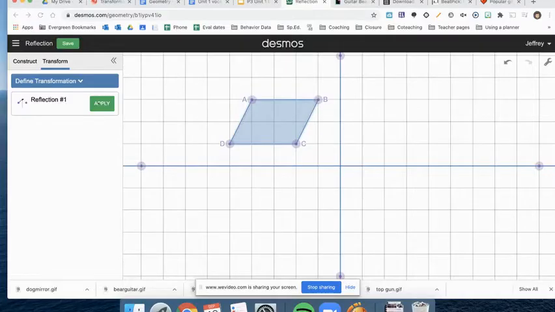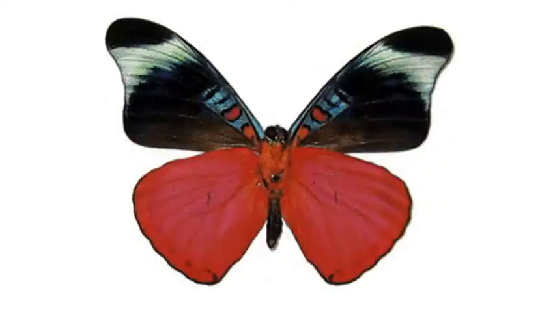In a reflection, every point of the shape is reflected over a line. The shape remains congruent while being reflected. An example of reflection in real life could include the symmetry of your face, of a butterfly, an airplane's wings, and a ton of other objects.